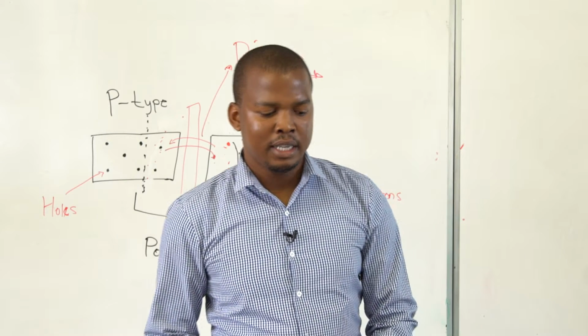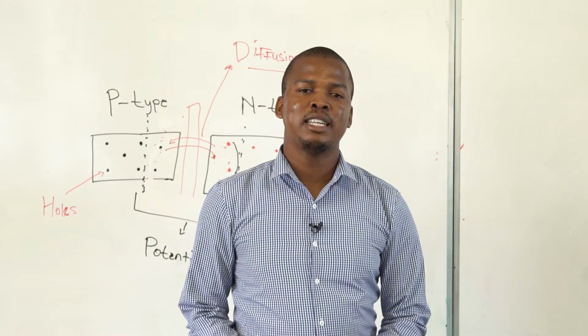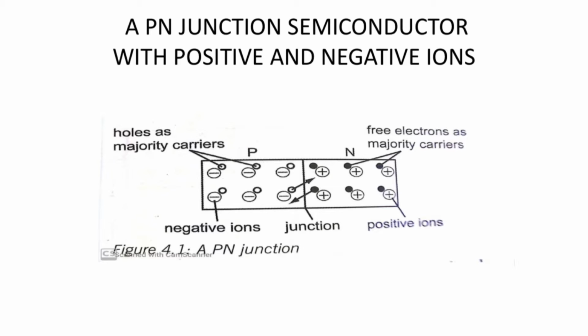Now that we have seen the video elaborating more about the depletion layer and the formation of a PN junction, the following is a PN junction semiconductor with positive ions and negative ions. This picture was taken from the Electronic Control and Digital Electronics NQF Level 2.